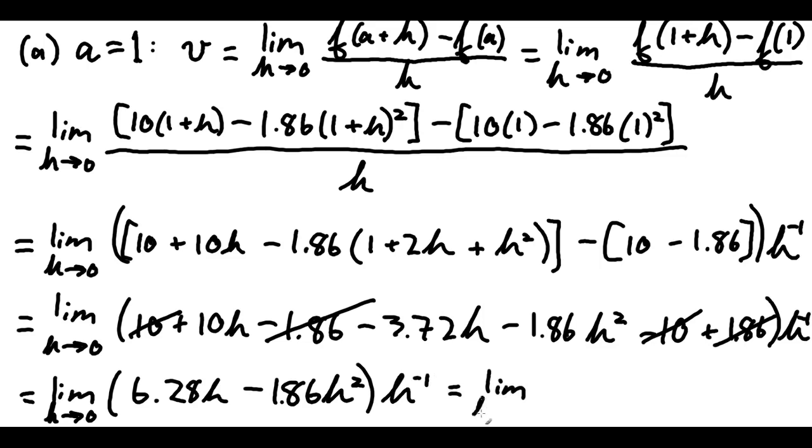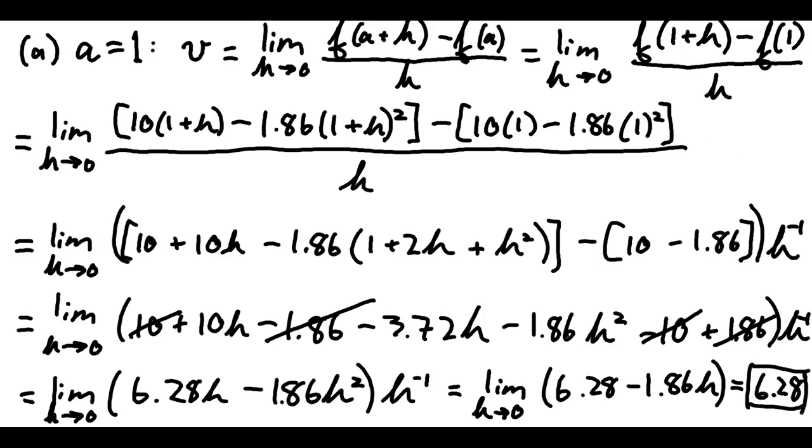That is the limit as h approaches 0 of, pushing this through, we see that each term now has an h in it. So when we multiply the h inverse through, we get 6.28 minus 1.86h. And now we can do some direct substitution, putting in h equals 0. 0 is at that term, and we are left with 6.28.